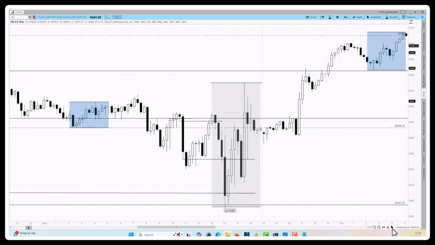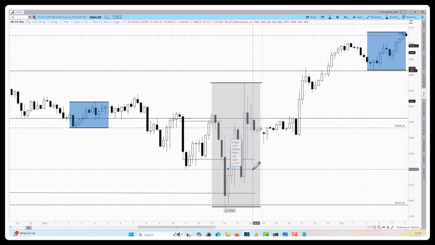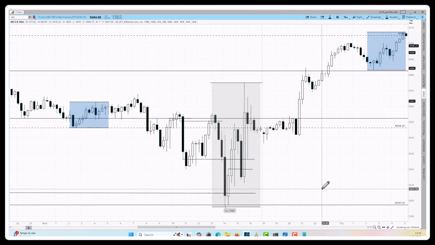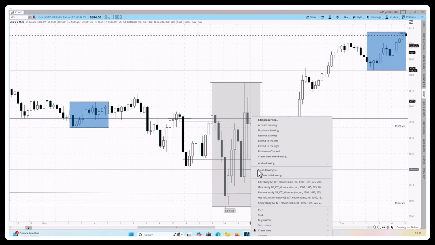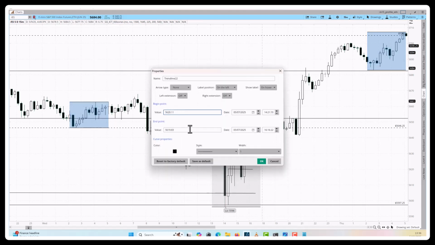We can see that. Let's do a quick analysis right here. See that? That's a beautiful setup right here. What is the high of this candle? 56.20. Alright, 56.20. So you can see that 56.20. Make them both equal, and we can do this.